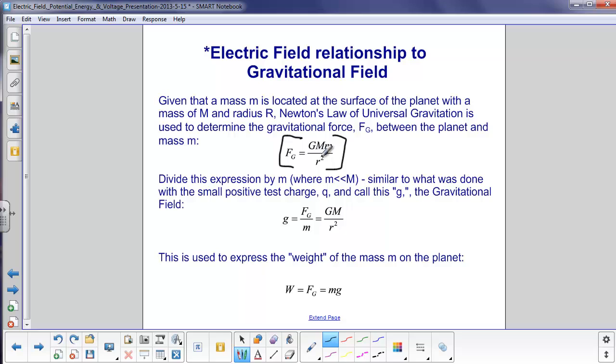So what we will do is divide both sides of this equation by little m, just like earlier we divided both sides by little q, and you get something that we call g, which is the gravitational field. It's equal to the force divided by the mass, and in this case that will be large G times large M divided by r squared. And we can also find the weight of the mass on a planet: Fg equals mg. You should remember that from first semester physics. So we are now defining g as the gravitational field, which is analogous to this electric field that we just defined in this chapter.